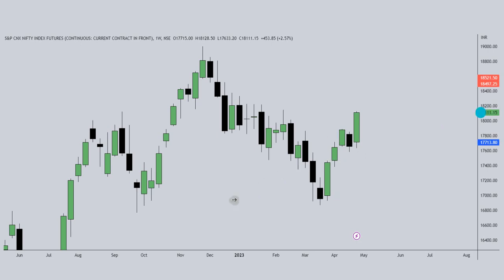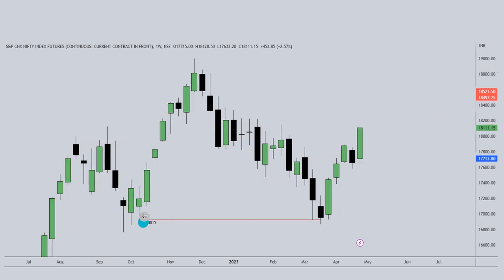So if you see here, this right here is an equal low. The market created an equal low right here. If you look at the higher time frames and set up your levels, you might consider this as your weekly support or resistance. This is your weekly support, right? So in the retail mindset, this is your weekly support.